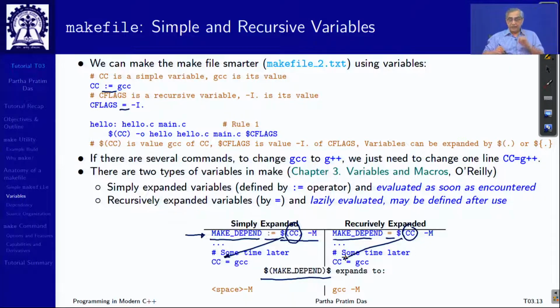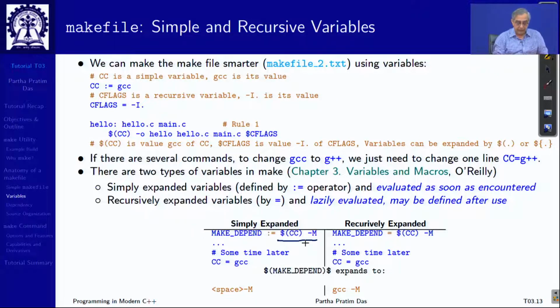Now, what happens if it is a simple variable? As soon as the definition of that variable comes, it is evaluated. So, what is $cc? Cc has not been defined. So, make by default assumes that it is a blank space. So, it expands it to a space, then minus m. But when I have it as lazy, as a recursive definition, by virtue of not having the colon here, then it does not immediately expand $cc. It just remembers this.